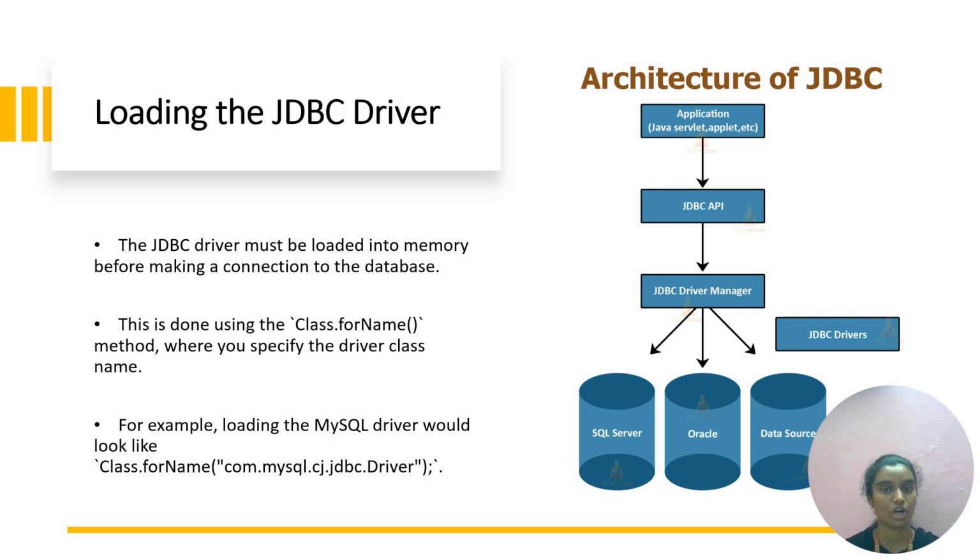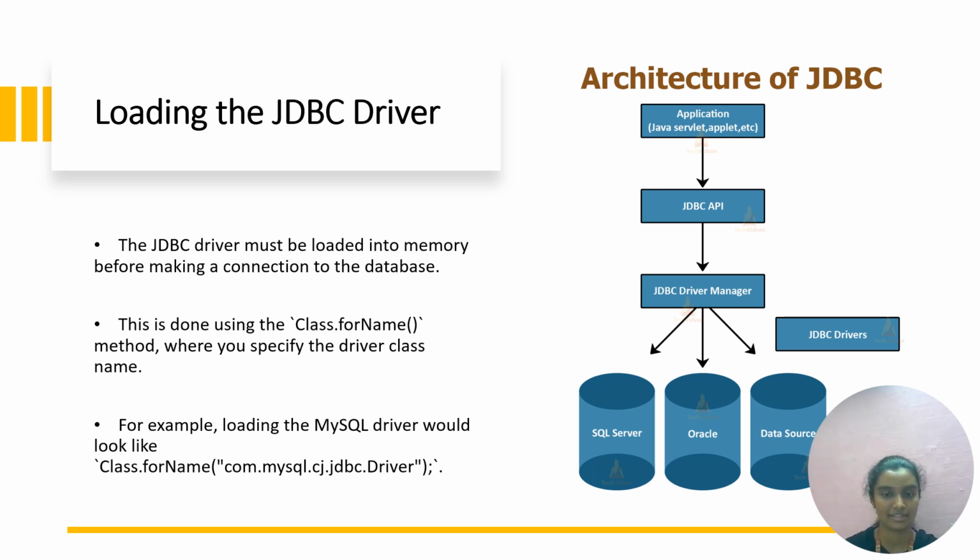The architecture of JDBC. Loading the JDBC driver: through the architecture, the JDBC driver must be loaded into memory before connecting to the database. This is done using Class.forName, the method where you specify the driver class name. For example, loading the MySQL driver would look like Class.forName, where you specify the driver class name in the parentheses.